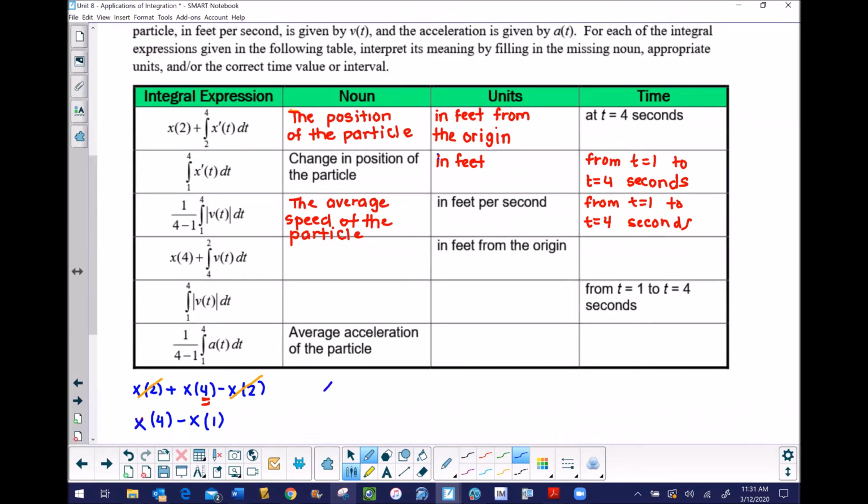So really, this one can be rewritten as x of 4 plus, and then if I integrate velocity, I get position, but this time the boundaries are just a little bit differently written, right? It's odd, but the lower number is written above and the higher number is written below, but that's fine. We still subtract them, top minus bottom. And this time we see that the x of 4's cancel. So this is going to be the position of the particle at time 2, right? So it's a very similar answer to the first row.